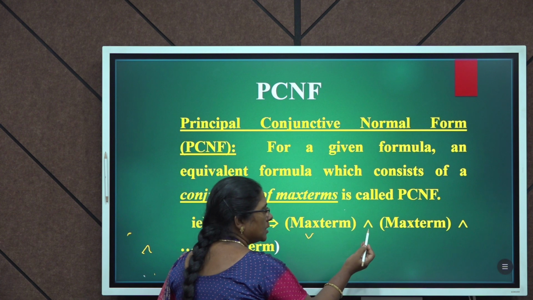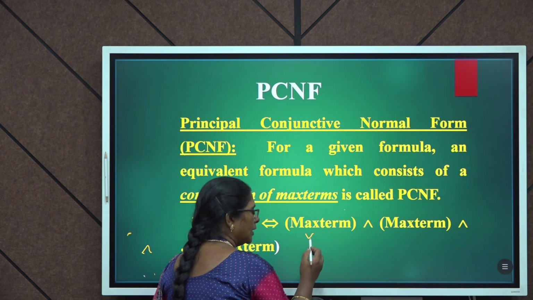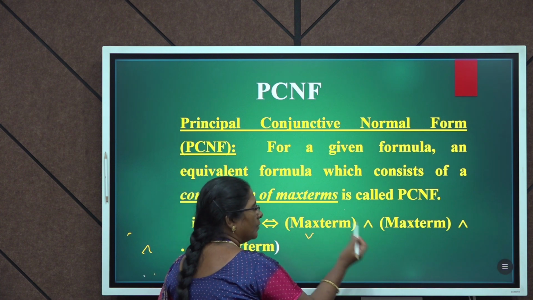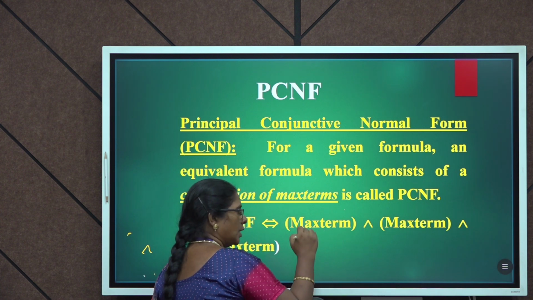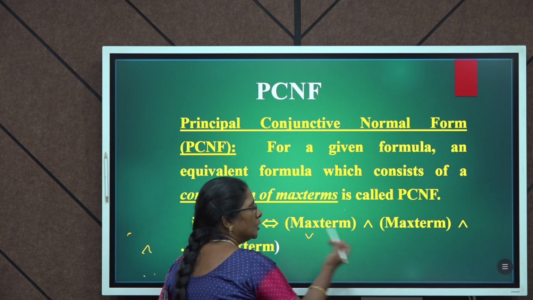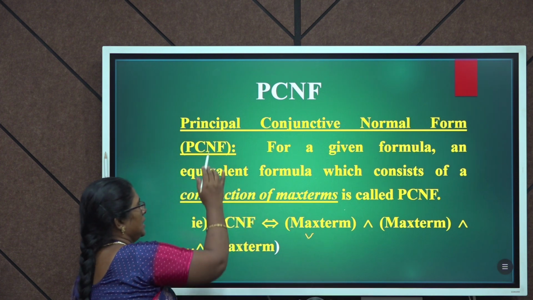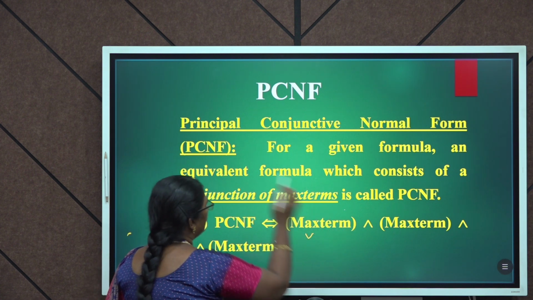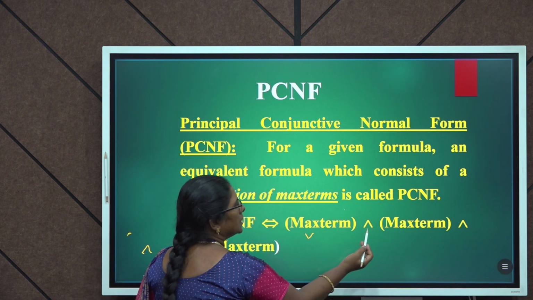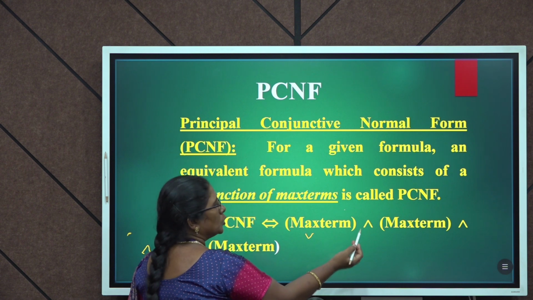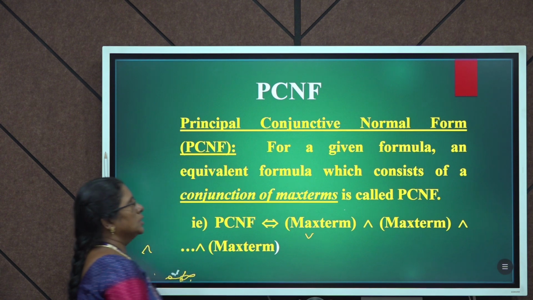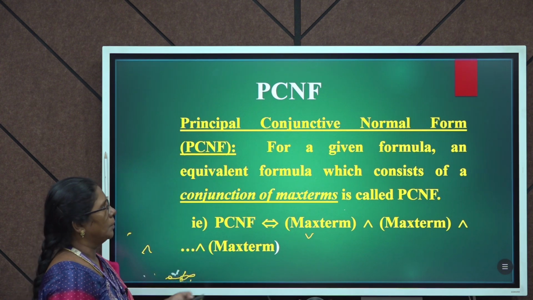So here, conjunction is nothing but cap. The maxterms will be connected by cap, whereas each maxterm will contain cup. So inside will be cup, outside will be cap. This is a way to write PCNF, keep in mind: PCNF means the terms will be separated by the operator cap, and the terms inside the maxterm will be cup. So this is a way to write principal conjunctive normal form.